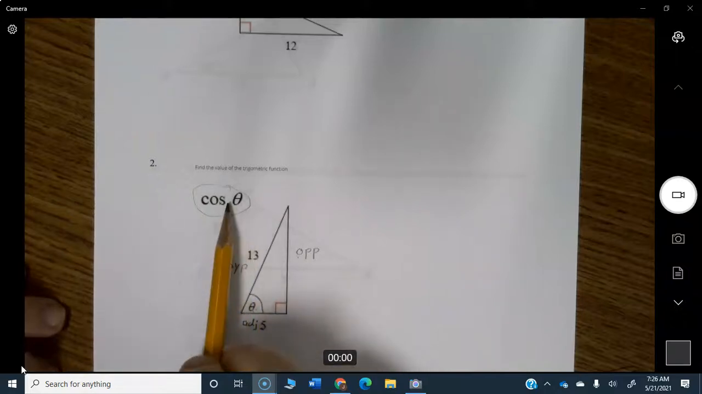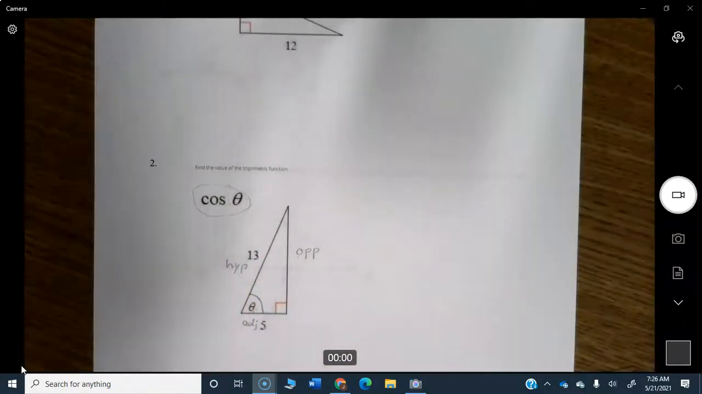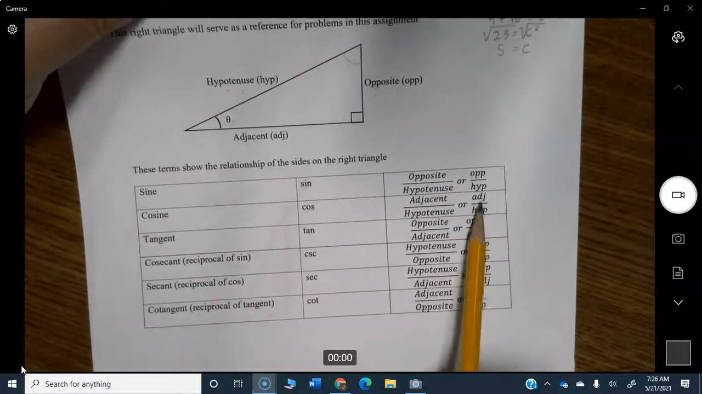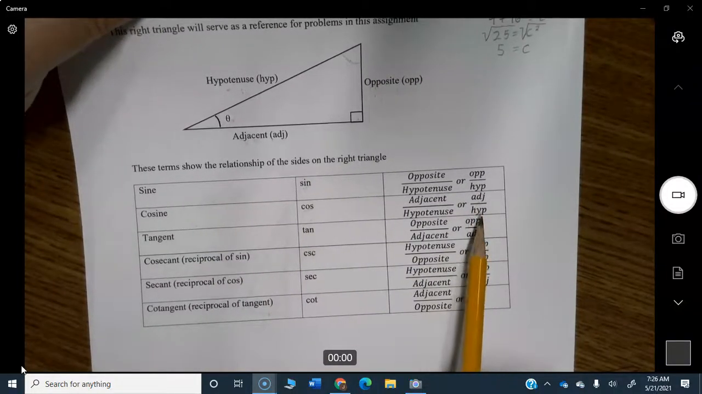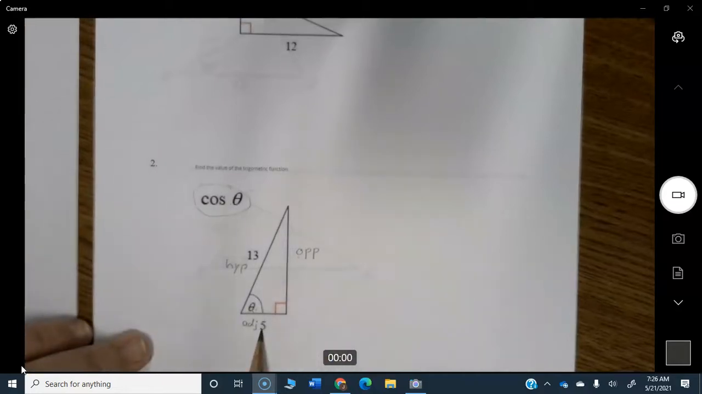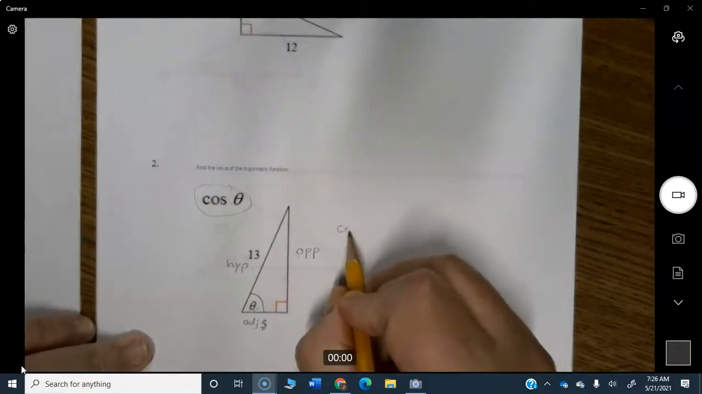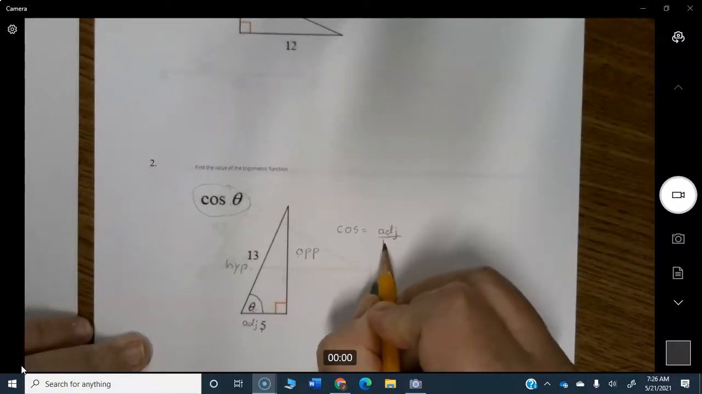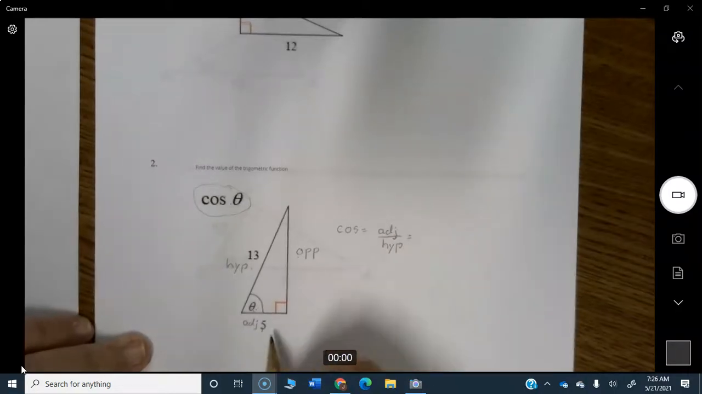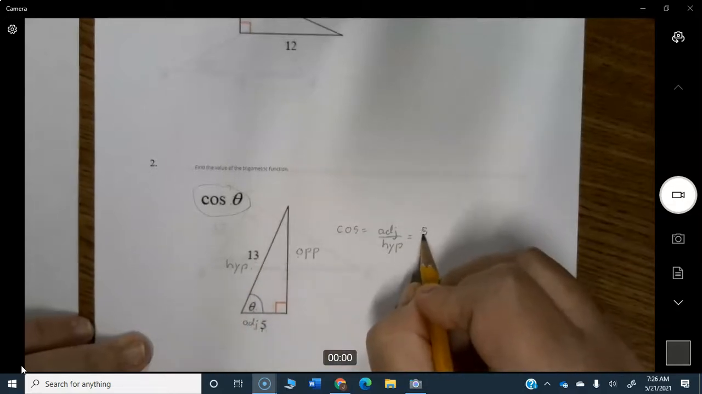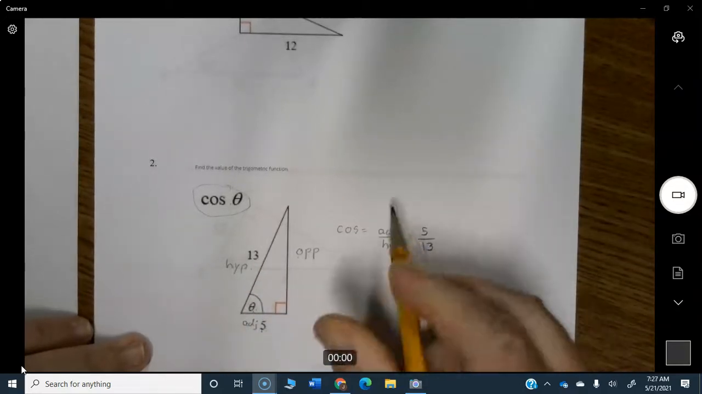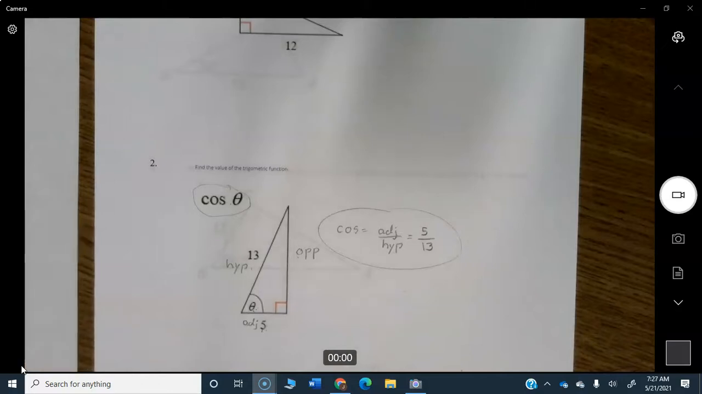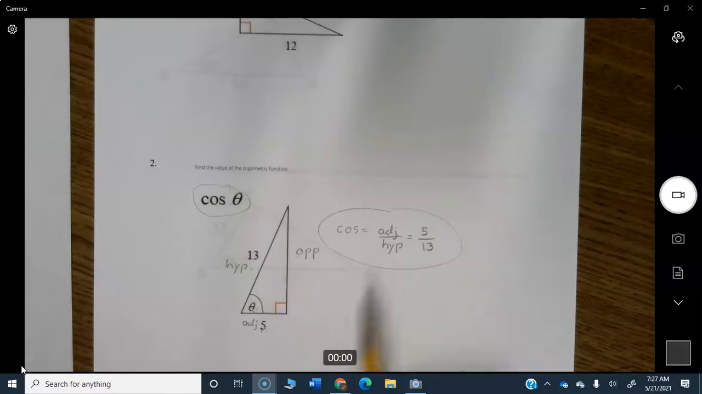Okay, so they want us to find cosine theta here. So we come over here and we find cosine, and cosine is adjacent over hypotenuse, right there. So we simply are going to make a ratio of the adjacent over the hypotenuse. So cosine theta equals adjacent over hypotenuse, and that equals 5 over 13. And that's the answer. That's all you have to do for that problem. All right, so that's what they're simply saying. That's equal to the cosine.